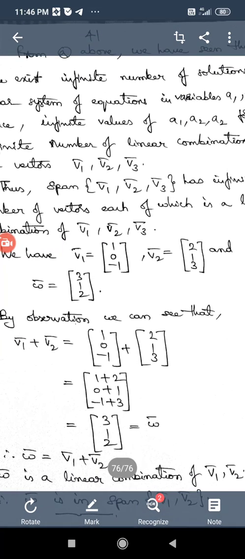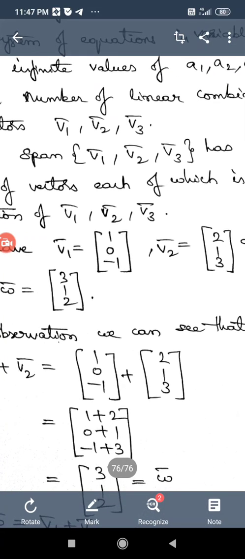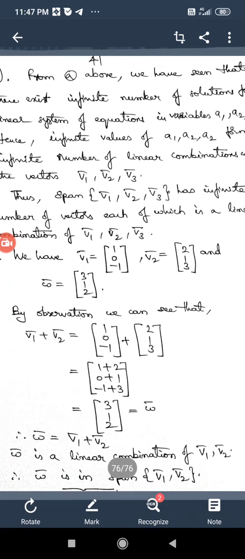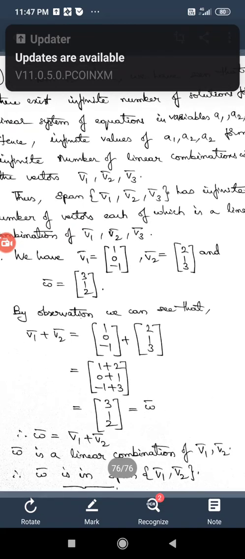How? By doing it we can see v1 bar plus v2 bar is equal to 1 0 minus 1 plus 2 1 3. Adding these two vectors, it is equal to 1 plus 2, 0 plus 1, minus 1 plus 3, and this is further equal to 3 1 2. 3 1 2 is the vector which is given as W bar in the problem. So v1 bar plus v2 bar results in the vector W bar.